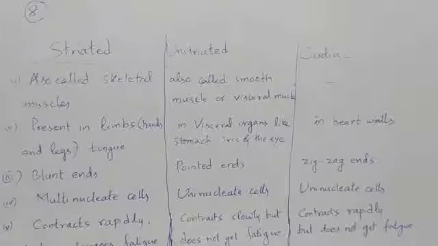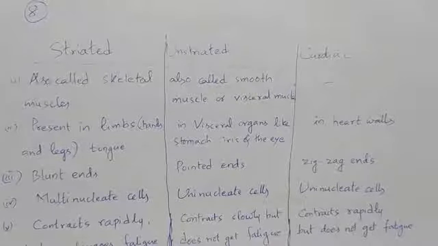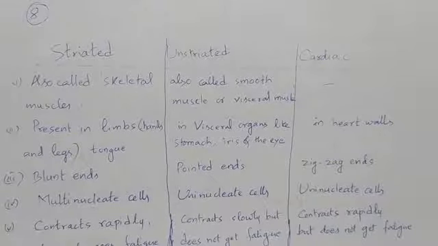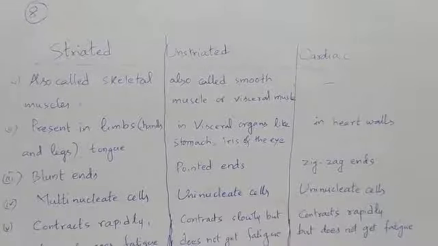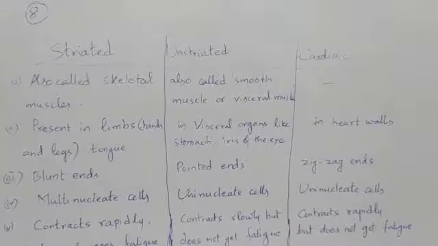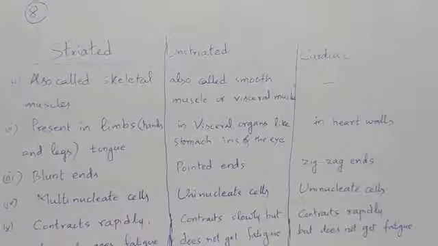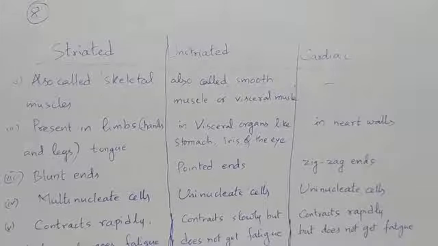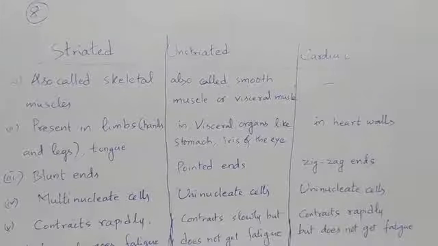Why are unstriated muscles called visceral muscles? Because these muscles are present in the visceral organs like the stomach, iris of the eye, etc. And why are cardiac muscles called cardiac muscles? Because they are present in the walls of the heart chambers, right?